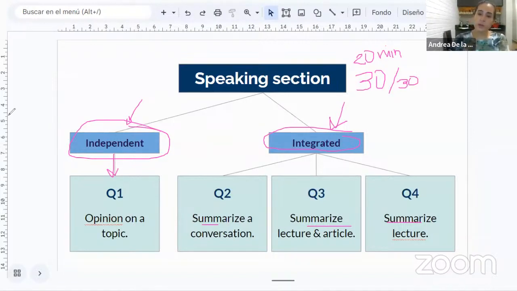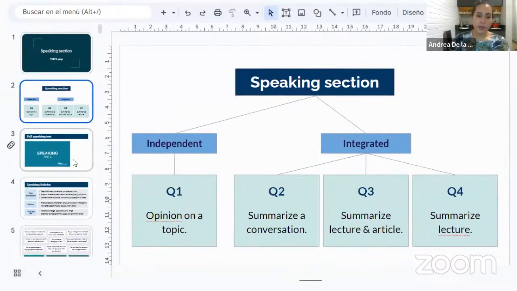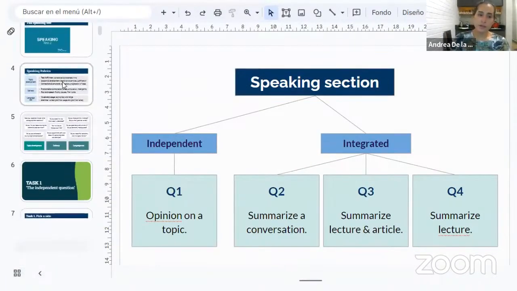Okay? Now, this week we said we're going to start working on task number 1, which is the independent question. We're going to be doing that one today and this week. Honestly, we have plenty of time to work on that, so we're going to take it slow.